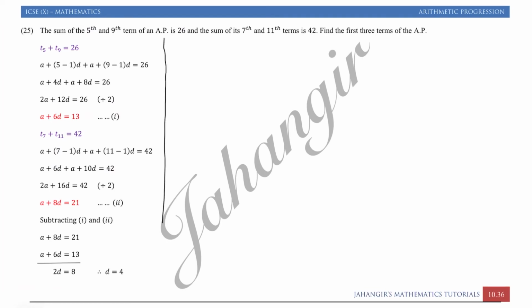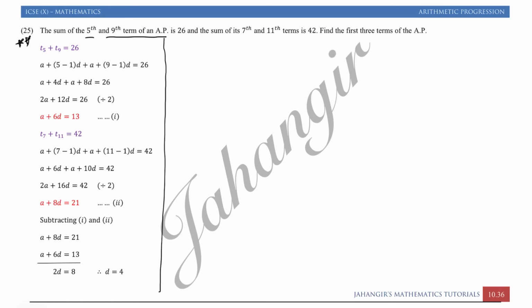Twenty-fifth question. This is again an important question. The sum of the fifth and the ninth term of an AP is 26, and the sum of the seventh and the 11th term is 42. Find the first three terms of the AP.